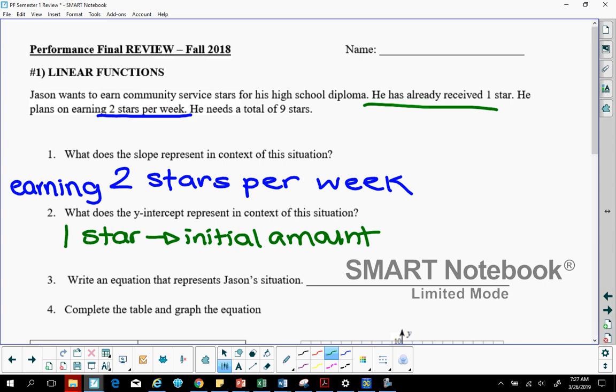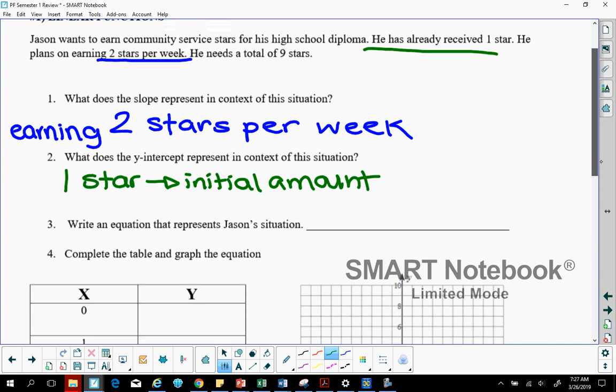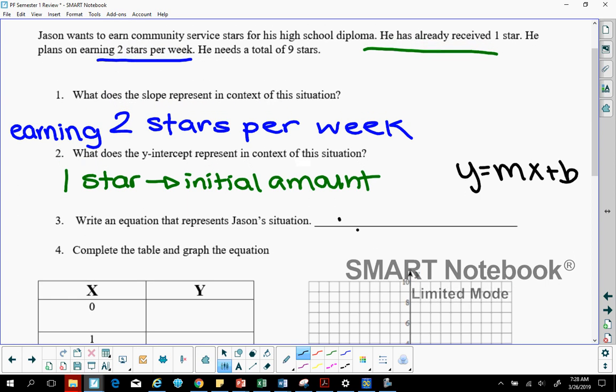Easy enough, right? Now let's write the equation. What's the parent function? Y equals what? Good, mx plus b. So we're just going to be filling in our m and our b. What's our m here? Good. So your m is your slope, which is 2, and then plus 1.